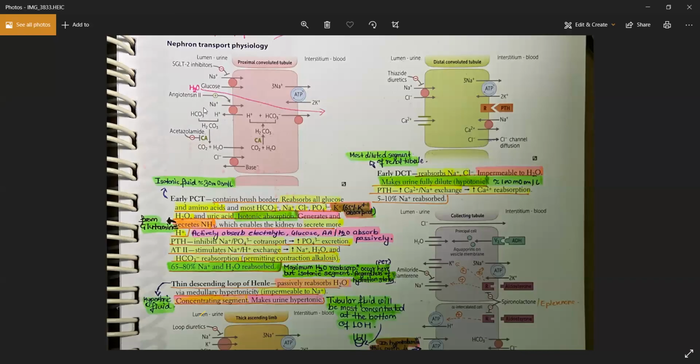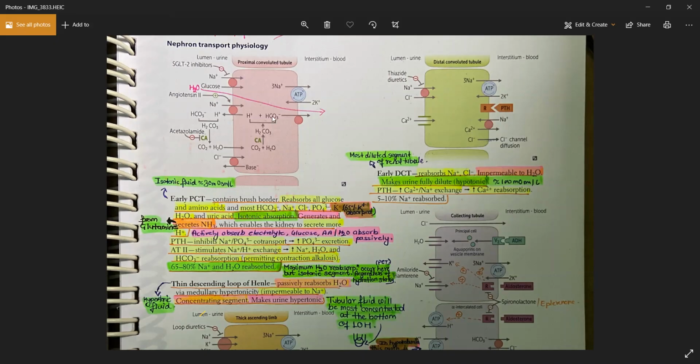Now you have everything. The PCT is driven by the sodium potassium pump. That is the very first step. The ultimate thing to remember is that the baseline pumps are the sodium potassium ATPase pumps. They are driving everything.